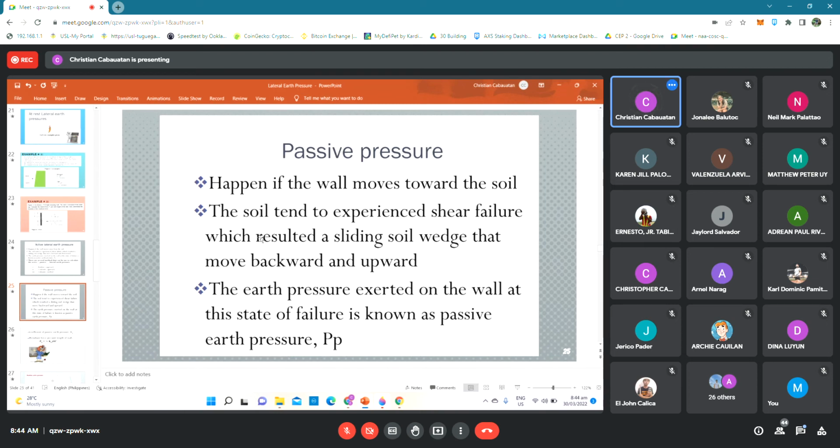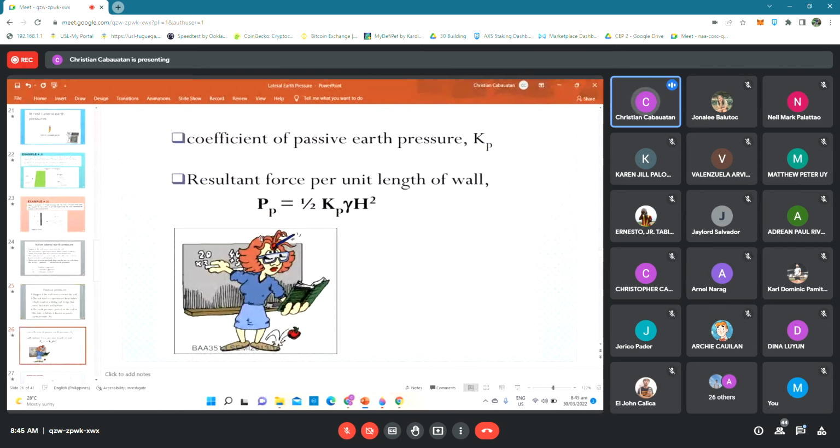And then the soil tends to experience shear failure, which results in a sliding soil wedge that moves backward from your retaining wall and upward from the original. And the earth pressure exerted on the wall at this state of failure is known as your passive earth pressure or PP. And then there is a coefficient of passive earth pressure, which is Kp for passive. But for active, it is just Ka.